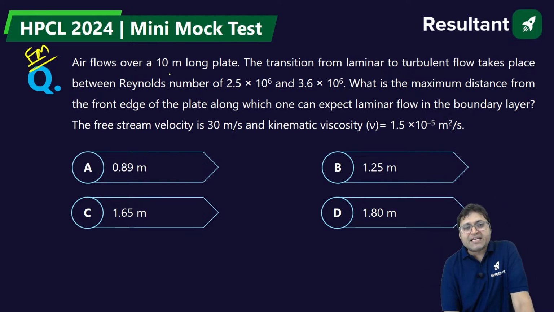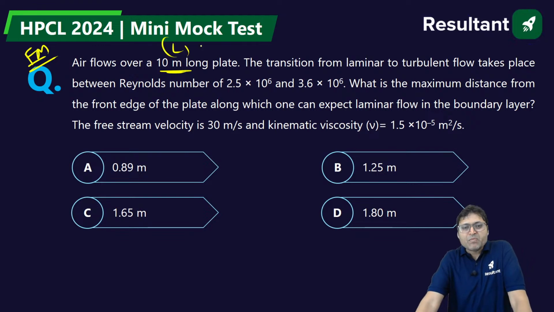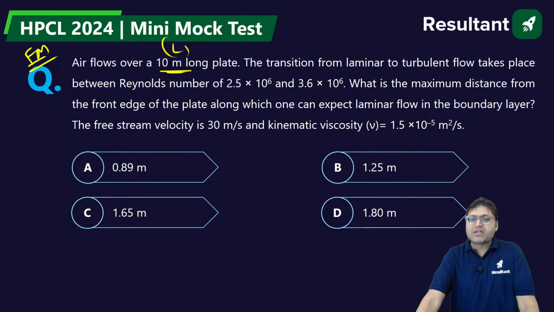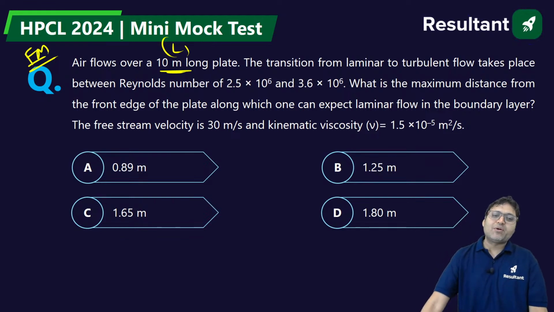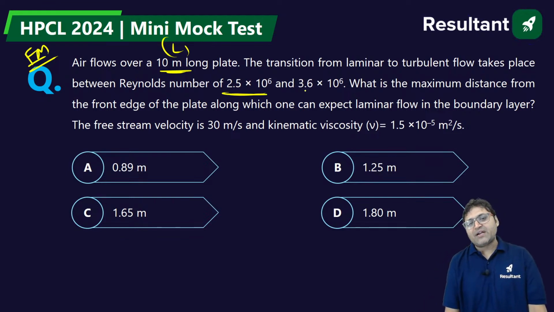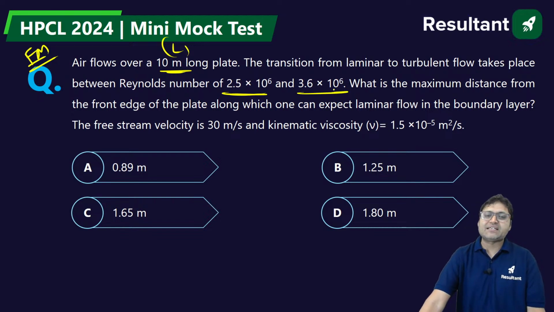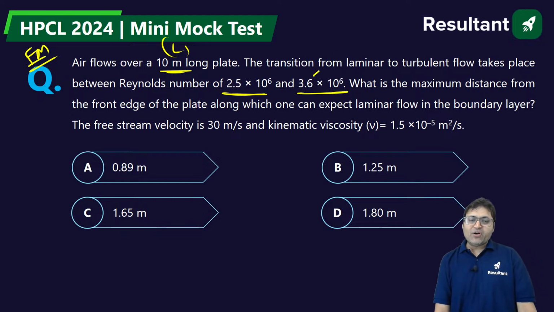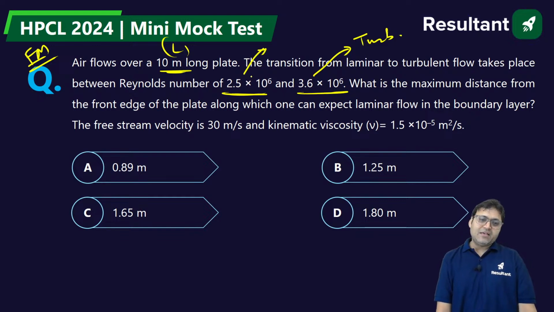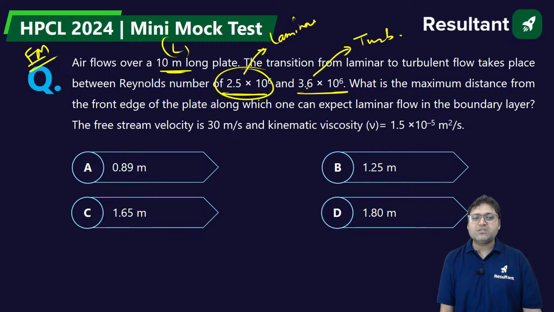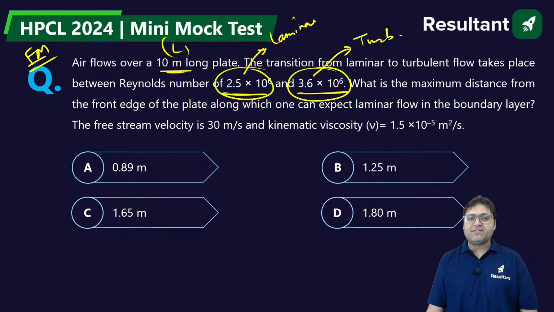Air flows over a 10-meter long plate. The length of the plate is 10 meter. The transition from laminar to turbulent flow takes place between Reynolds number of 2.5 into 10 to the power 6 and 3.6 into 10 to the power 6. Beyond this, the flow is turbulent. If the Reynolds number is lesser than this, the flow is laminar. In between these two values, the flow is in transition.